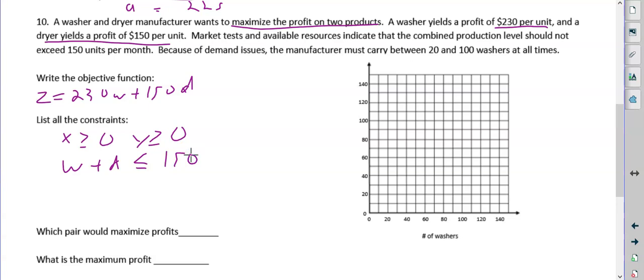Because of demand issues, the manufacturer must carry between 20 and 100 washers at one time, at all times. So this is a little different than we've had before. They have to have at least 20 washers. So that's my W, or my X, whatever. We have W here and D here. W must be greater than or equal to 20, and W must be less than or equal to 100.